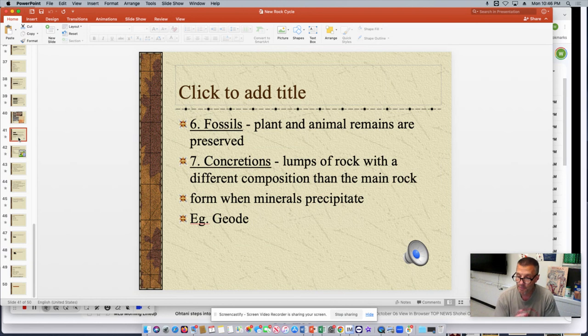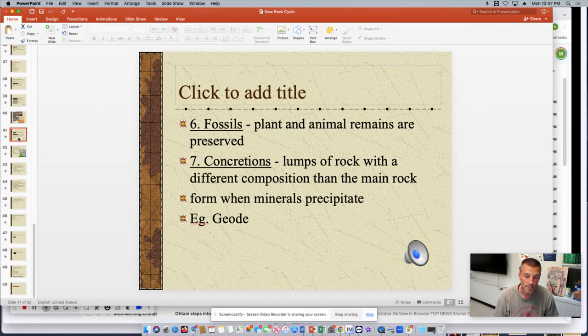Moving on then, a couple of other features of sedimentary rocks are fossils and concretions. And fossils, I think, is fairly straightforward. We did look at that the other day with fossiliferous limestone. You could actually see the evidence of shells in those rocks, and so that's one of them.